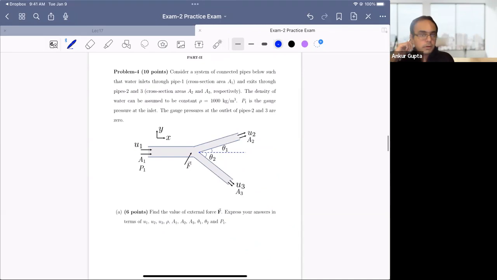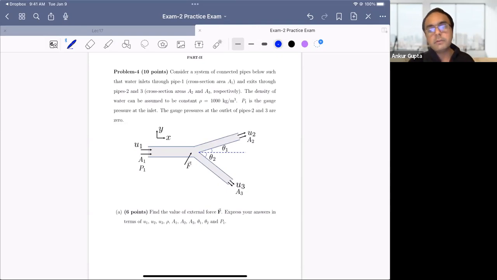So now the fourth problem is: consider a system of connected pipes below such that water inlets through pipe 1, cross-section area A1, and then exits through pipes 2 and 3. So it's coming from 1 and going through 2 and 3, the two pipes towards the right, which is seen in the figure. The density of the water can be assumed to be 1000 kg per meter cube. P1 is the gauge pressure at the inlet. The gauge pressure at the outlets is given to be 0. So it's only pressure 1 that we need to worry about. P2 and P3 are 0. And we have to find external force F with P1.